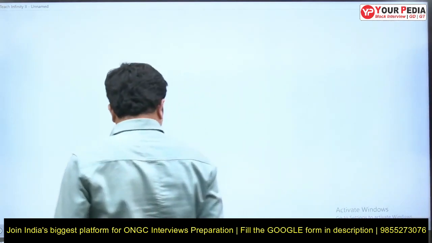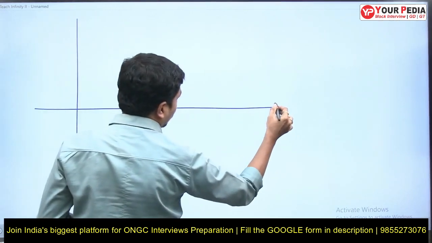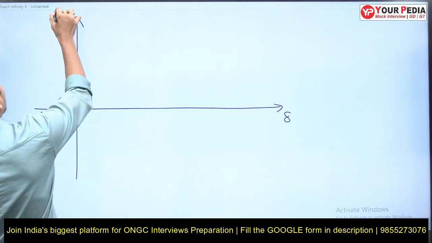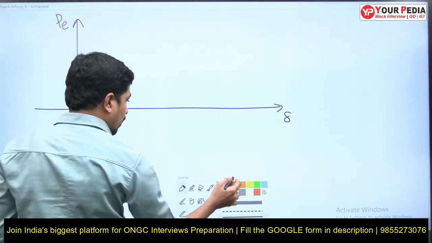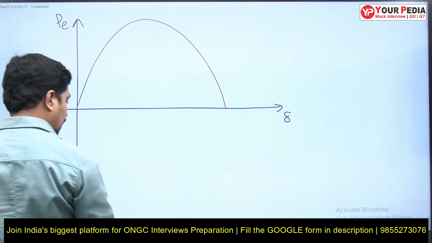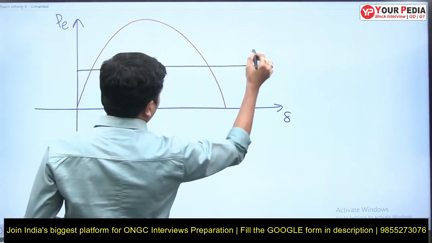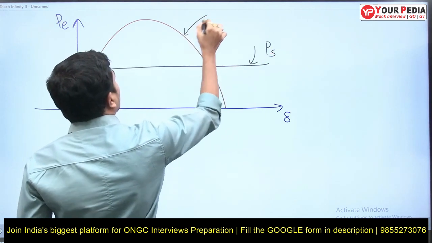Observe now, all of you, very clearly. One of the very important concepts. This is delta, this is acceleration. This is P, the electric power output P. This is the P curve. This is the steam input. This is PS, and this is PE.